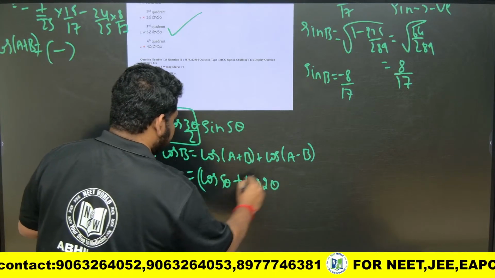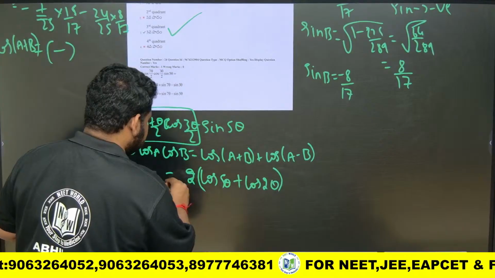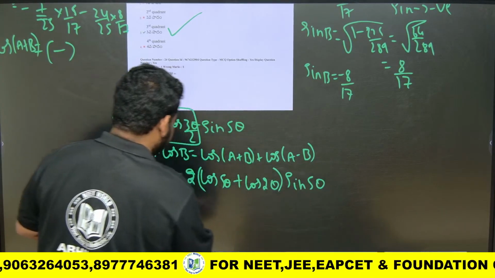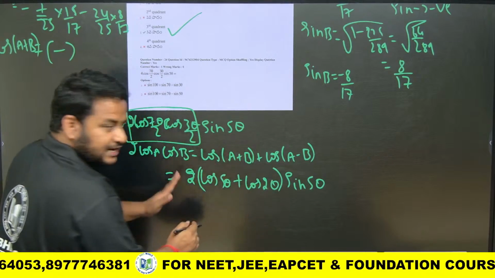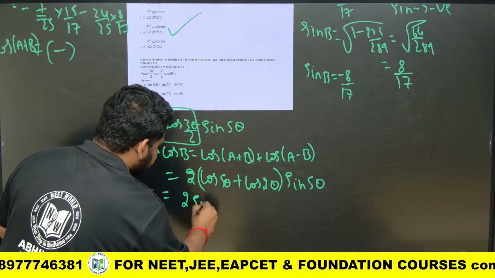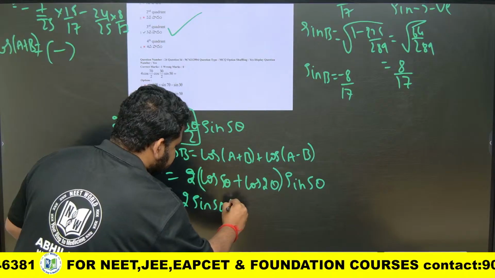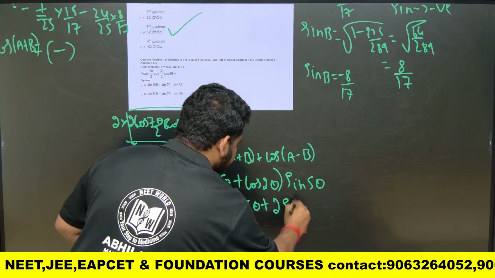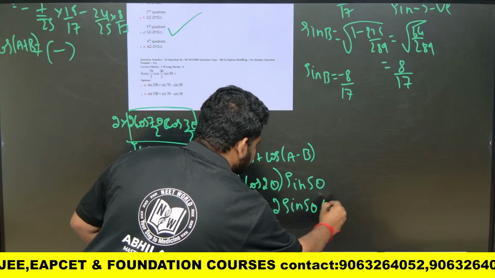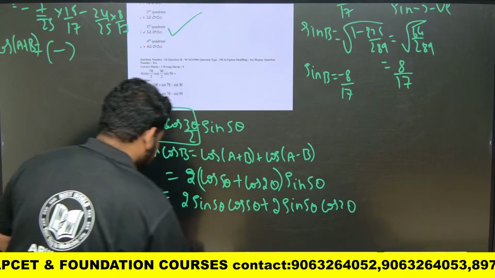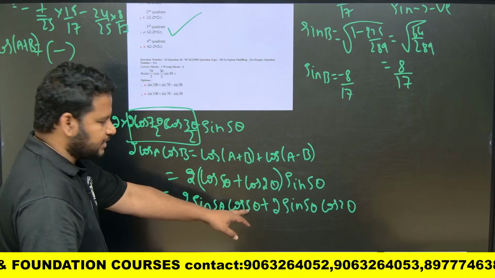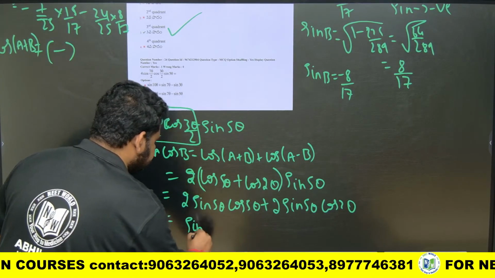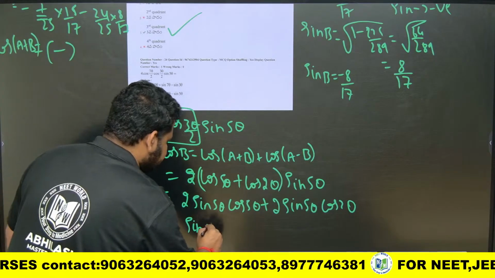Here I am having 2 outside, and I am also having sin 5 theta. Now if I multiply 2 and sin 5 theta, what I will get? 2 times sin 5 theta cos 5 theta plus 2 times sin 5 theta cos 2 theta. Now look at this. I am having 2 sin A cos A, that is nothing but sin 2A. So this becomes sin 2 times 5 theta, that is sin 10 theta.